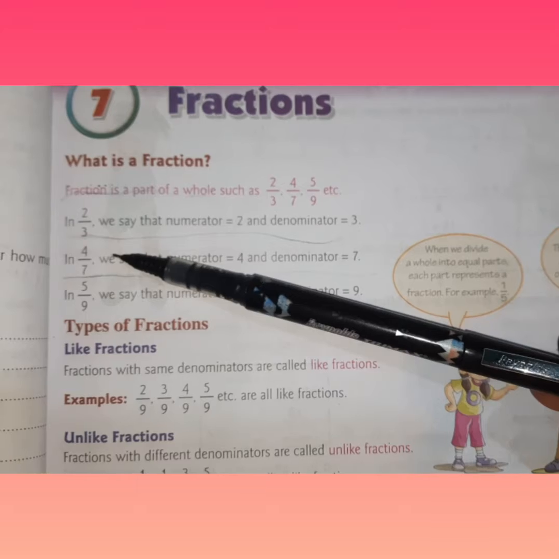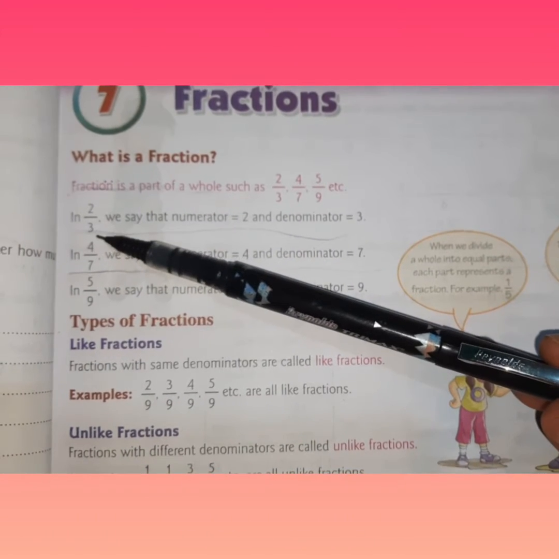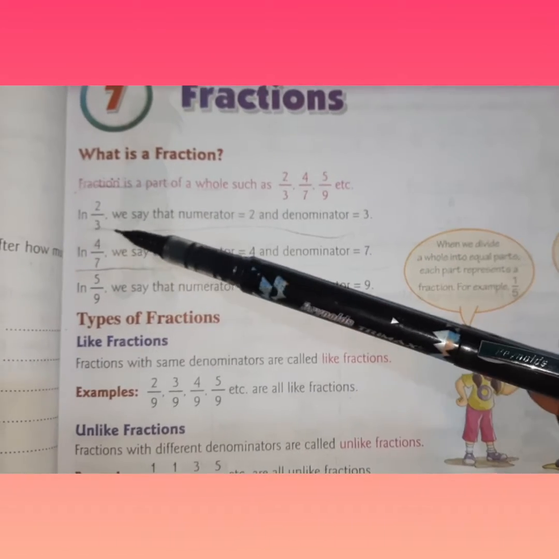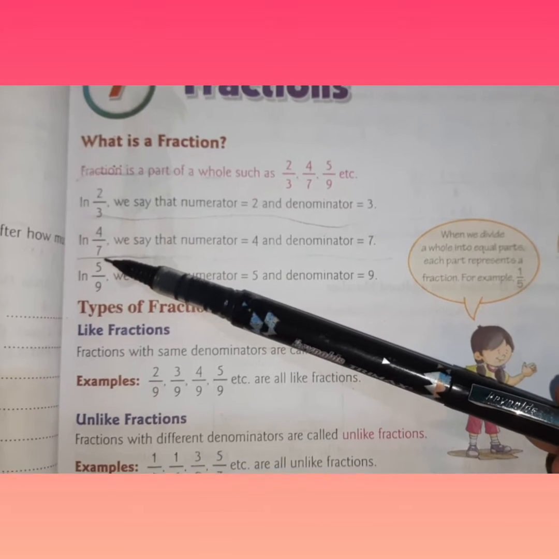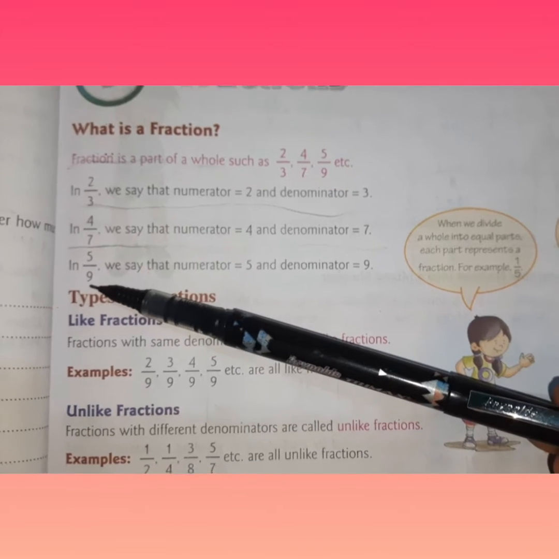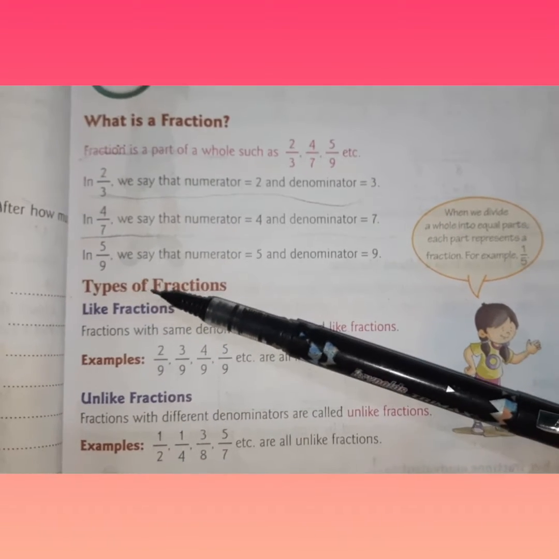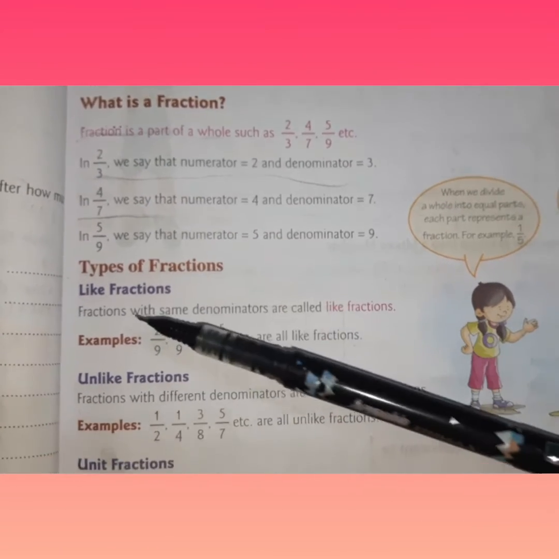In 2 upon 3, the upper value is called the numerator and the lower value is called the denominator. So the numerator is 2 and the denominator is 3. Here the numerator is 4 and the denominator is 7. So here the numerator is 5 and the denominator is 9.